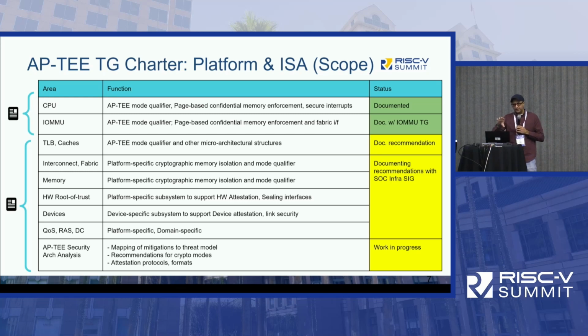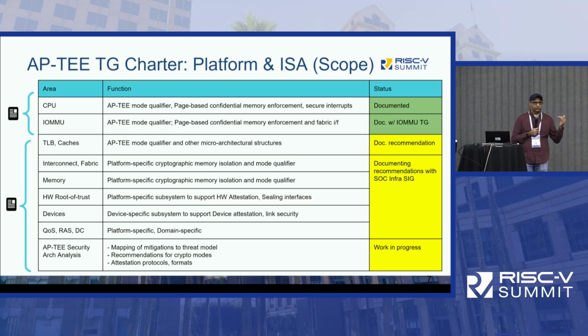The ones in the second set are more platform recommendations. From a practitioner's perspective, if somebody is building a platform that implements confidential compute and supports the APT ABIs, they have to think about a bunch of other things that impact the security of that implementation. This is all the way from what kind of properties exist in the caches at different levels on the system, right?